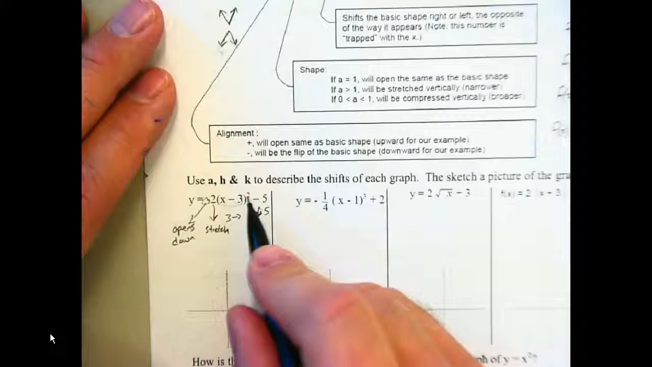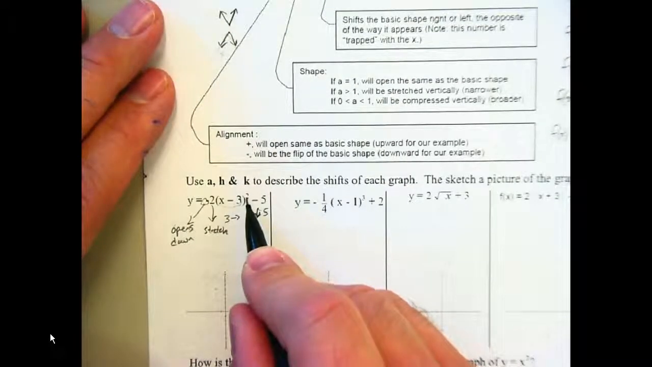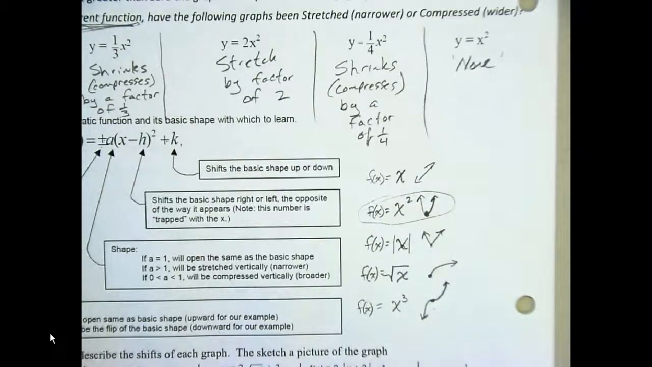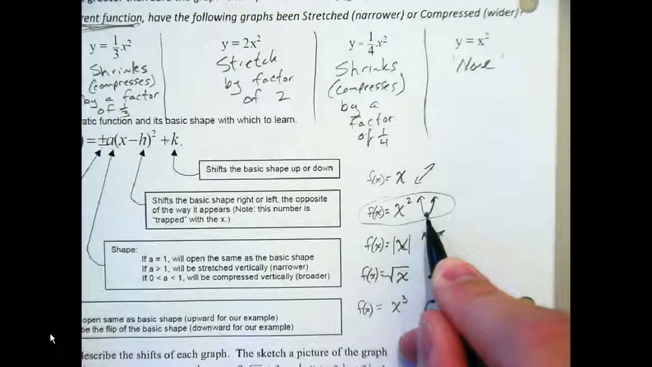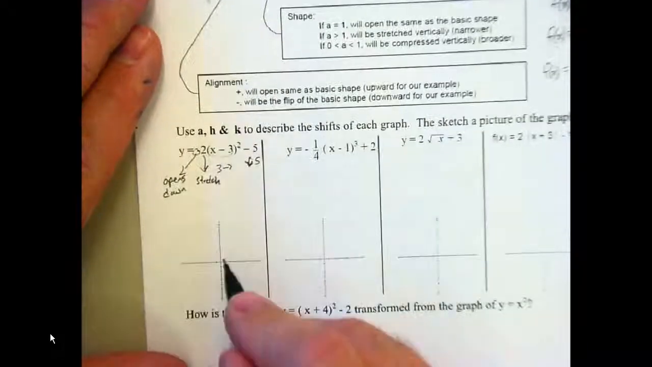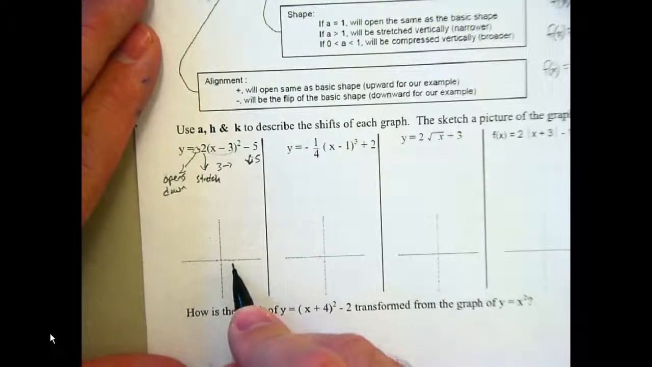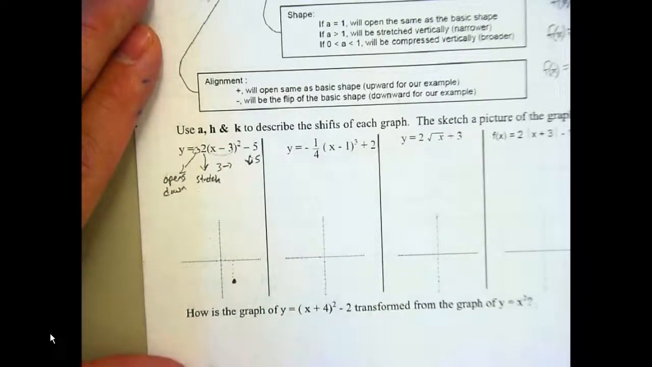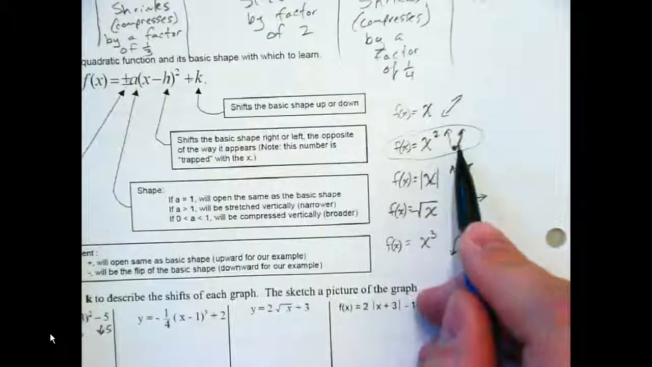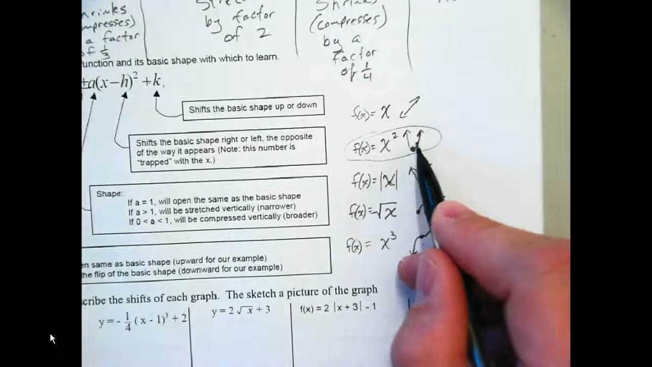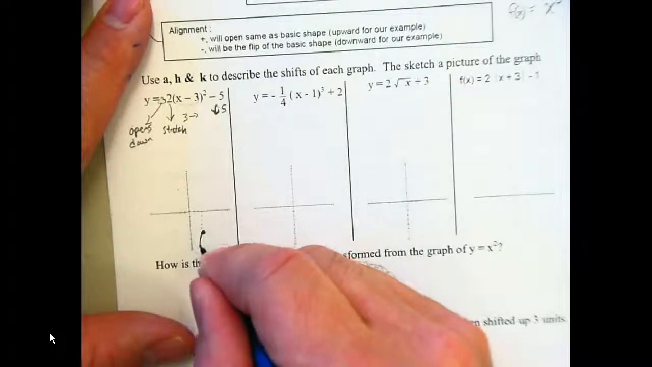Okay, so what we do is this belongs to the x squared neighborhood. X squared neighborhood is right here. That's going to be your picture. So we're going to take this point, the vertex, and move it from the center, 3 to the right, down 5, and from there, we know our picture opens downward, and it is a little narrower than what a normal parabola would look like. So we kind of make it a thin parabola.